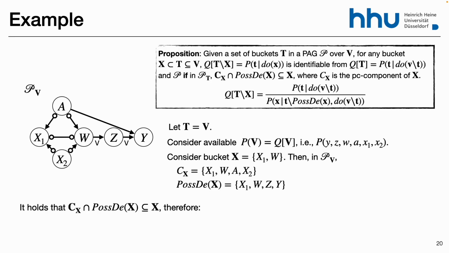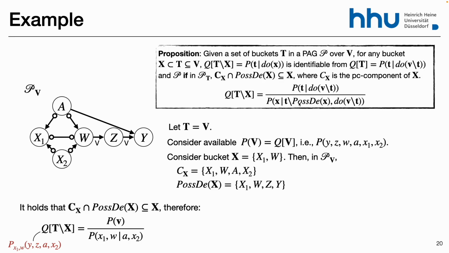So we check the condition, and the condition is true: this C-component set, intersected with this set, is just X1 and W, and this is a subset of X, is exactly X. So the condition holds, which means we can use the expression. And the expression is this one, right? And on the top, T is equal to V. So it is the probability of V given do of everything that's not in V, which is nothing. So it's the observational distribution. So in the numerator is just PV.